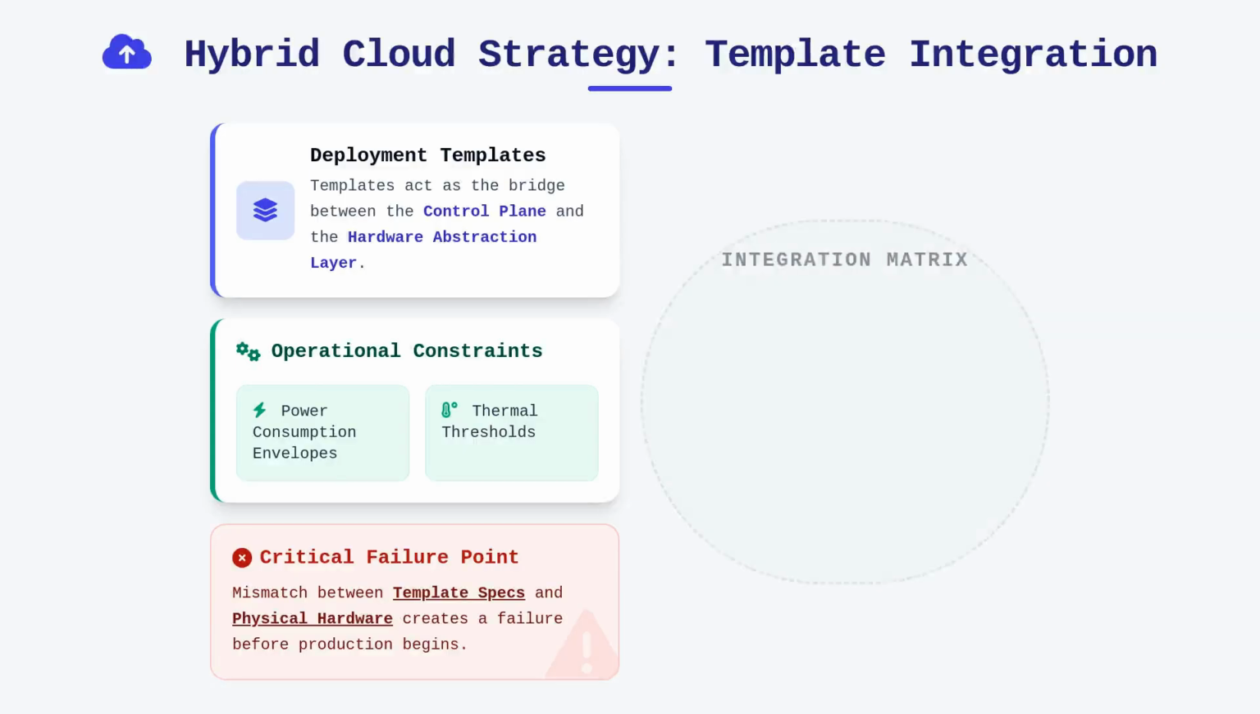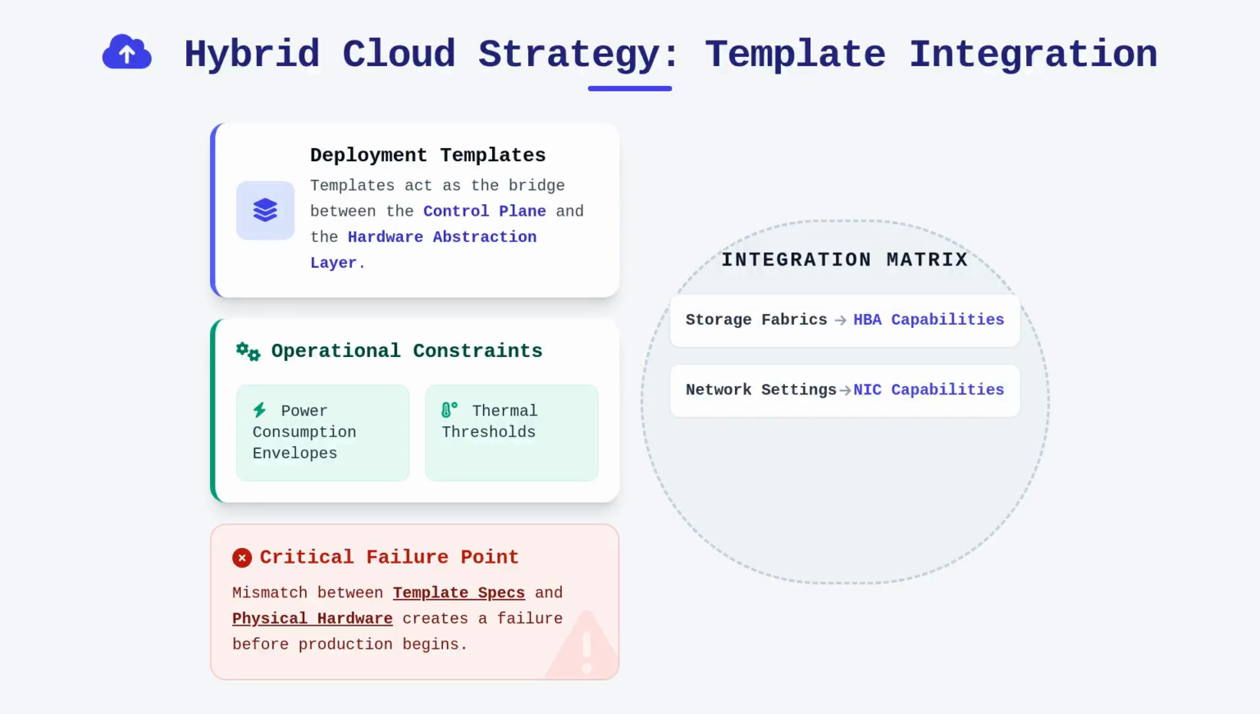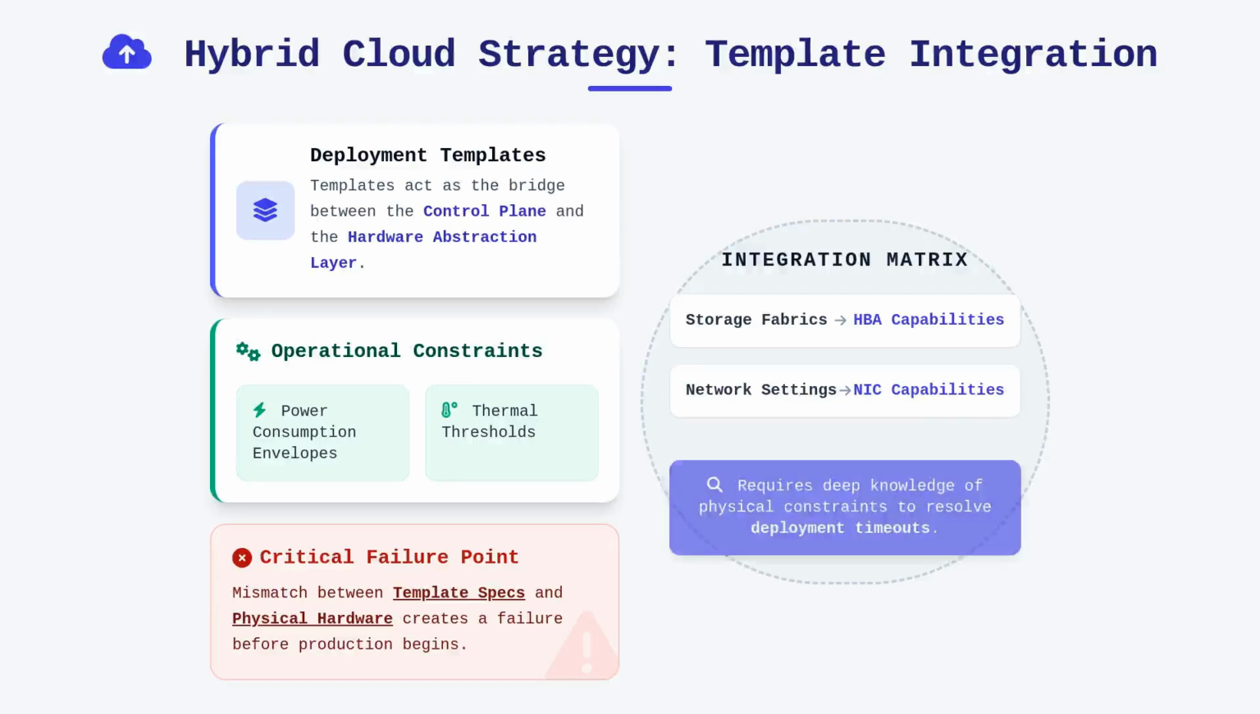You must evaluate the integration metrics carefully, ensuring that your storage fabrics and network settings align perfectly with the target server's NIC and HBA capabilities. A template often contains compressed specifications that, while convenient, require a deep knowledge of the underlying physical constraints to troubleshoot effectively when deployment timeouts or logical errors manifest.